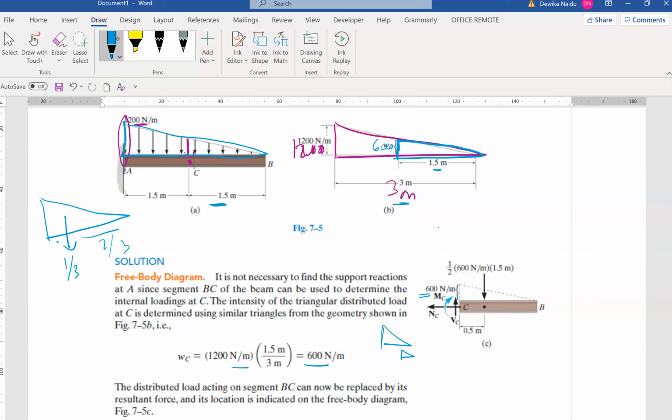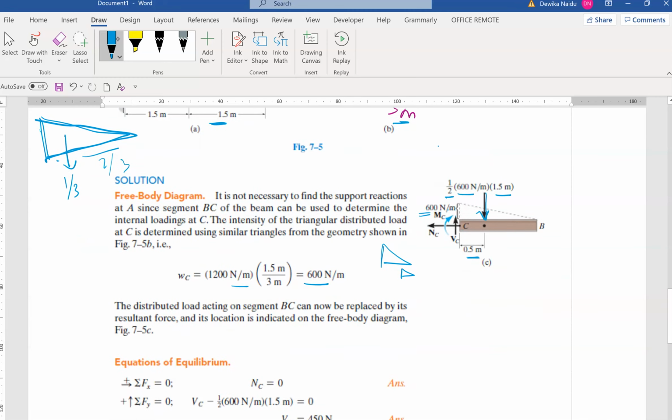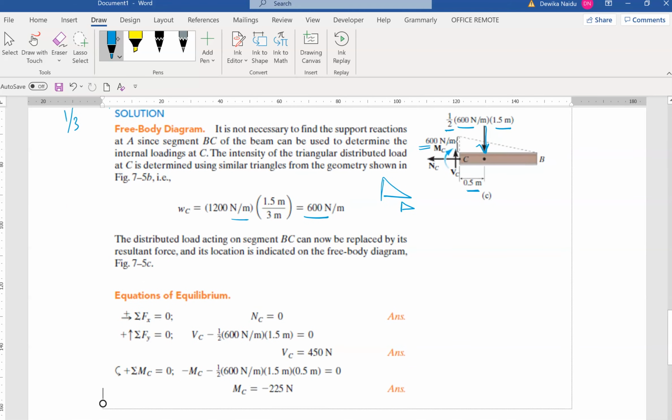So what is the value here? It will be half times base times height. The distributed loading will be represented as half times base times height, and it will be right here at the distance of 1/3. Okay, so that is the segment. That would be the calculation for point C.